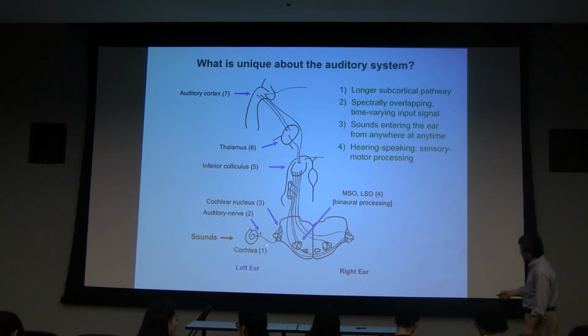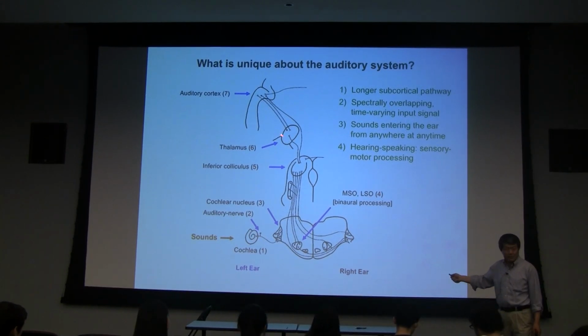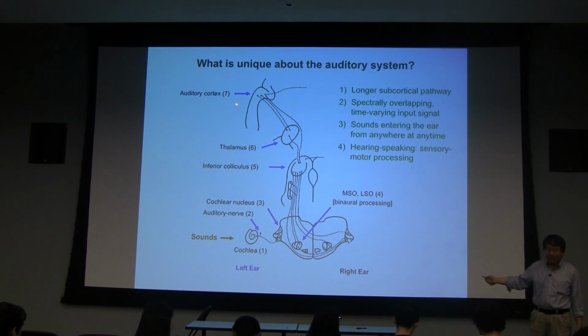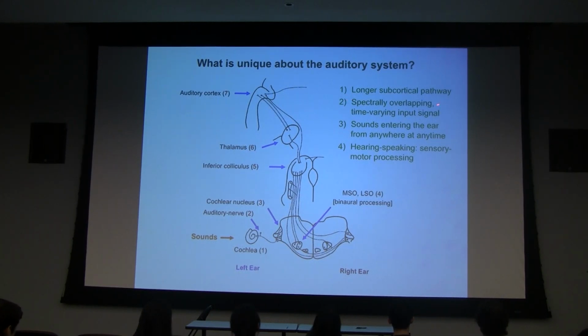So that means if I put a retina here, I would have run a cable directly into the thalamus. That's what a visual system is. Okay, first of all, now you can see the auditory system has all the structures in between. This is something that is very obvious when you compare two systems. So this is what we mean by longer pathways here.